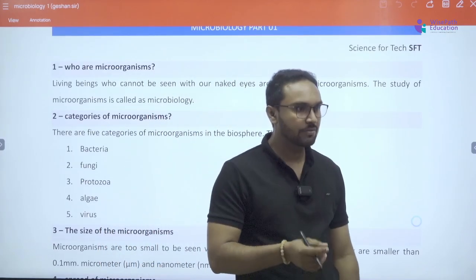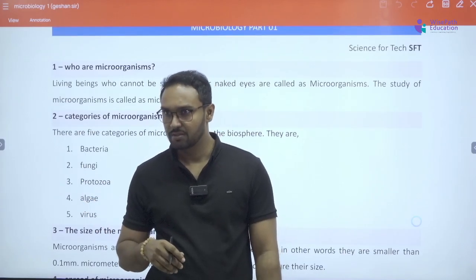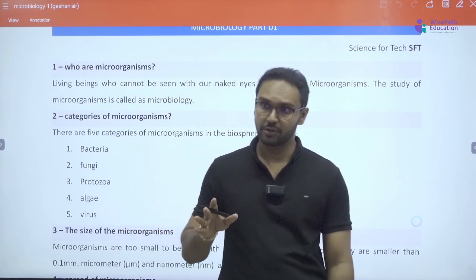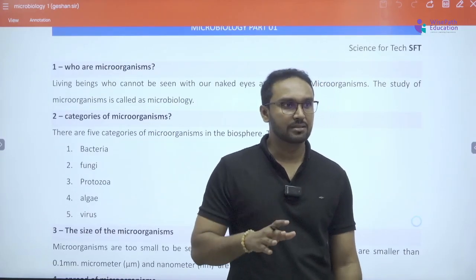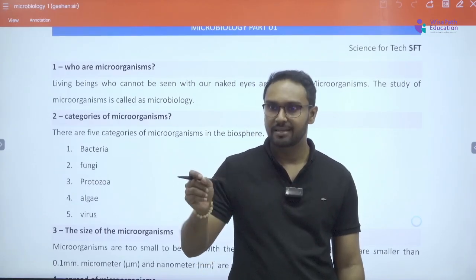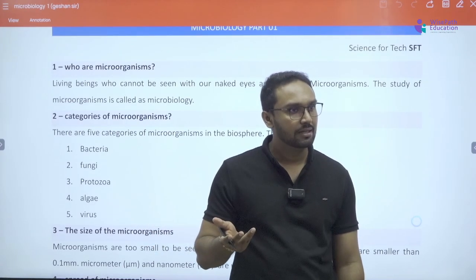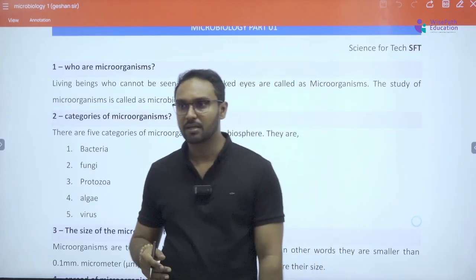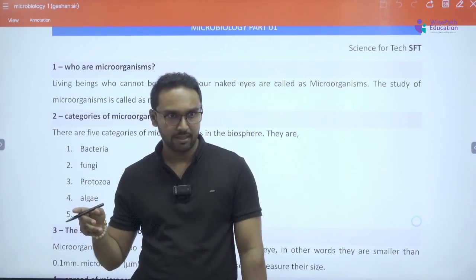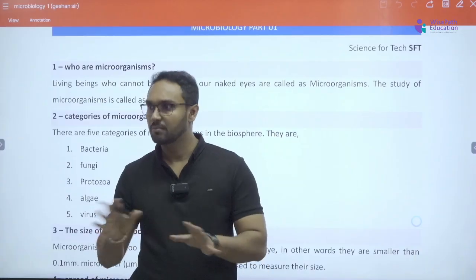Usually if the size of the microorganism is less than 0.1 millimeter, we call them microorganisms, right? But usually the bacteria and fungi and viruses are very much smaller than 0.1 millimeters. As a definition, less than 0.1 millimeter we can't see. In some books it says 0.2 millimeters as well, and in some questions 0.2 millimeters is there, and 0.1 millimeter is also there. So whatever comes, you take it, both are correct, fine, right?